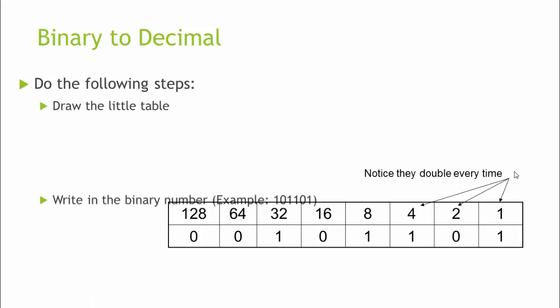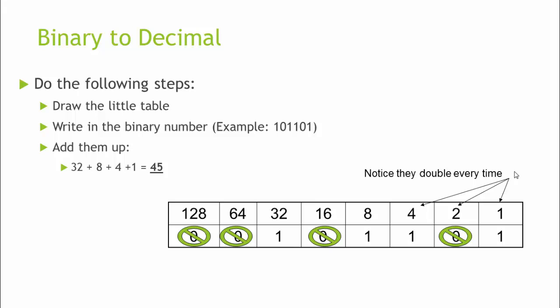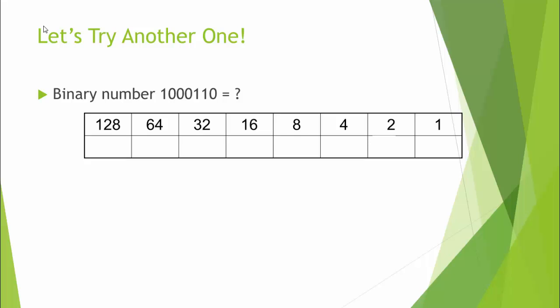So you draw the table, write in the binary example, in this case 101101, and then just simply add them up. And wherever you've put a 0, ignore them. So in this case, our number 101101 is 32 plus 8 plus 4 plus 1 comes to 45 by my count. So let's try another one.